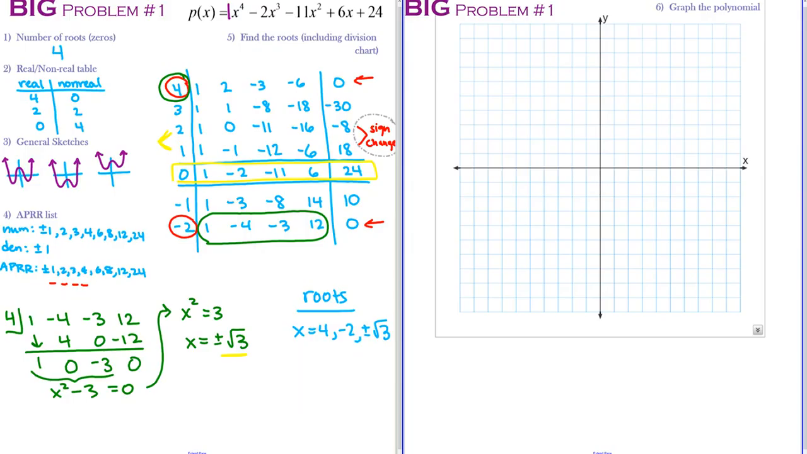So what you want to do is look at your table, your synthetic division chart, look at those remainders because those are the y-coordinates of the points, and figure out how high and how low you want to go. It looks like we need to go at least down to -30 and at least up to 24. So I'm thinking maybe I'll go by 3s on my y-axis.